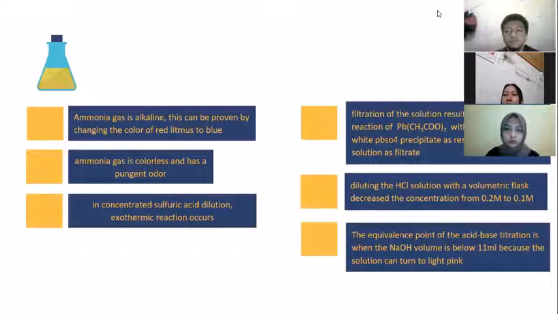Diluting the hydrogen chloride solution with a volumetric flask decreases the concentration from 0.2 molar to 0.1 molar. And last, the equivalence point of the acid-base titration is when the natrium hydroxide volume is below 11 milliliter, because the solution can turn light pink.